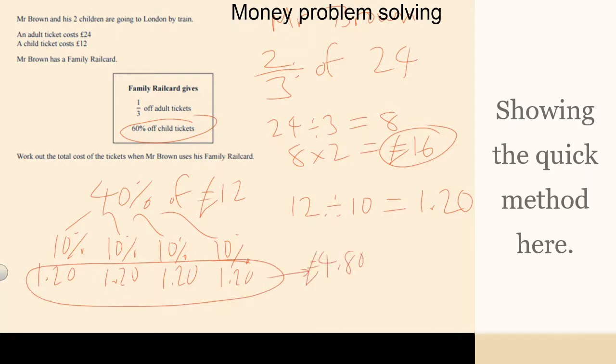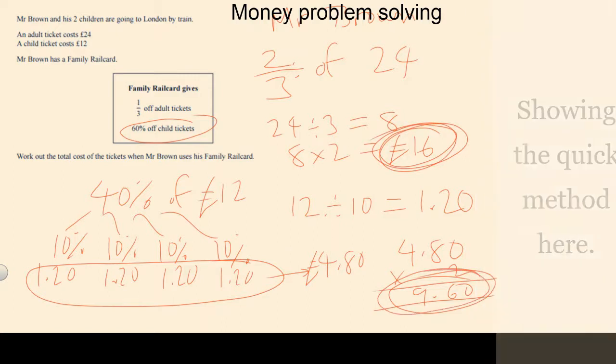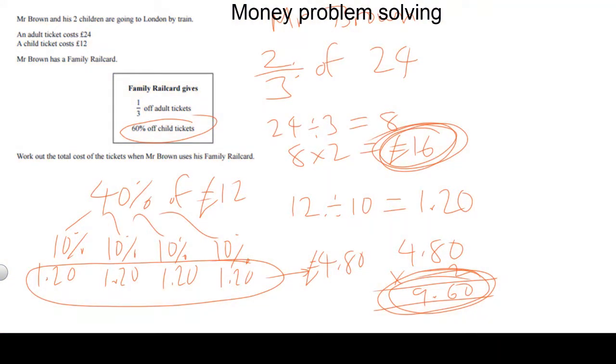But there's 2 children. Remember, there's 2 children. So you do £4.80 times 2. That gives £9.60. So what you then do is £16 add £9.60. That gives you a total of £25.60. Right, that's the quick way.